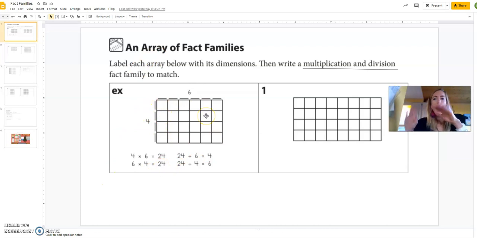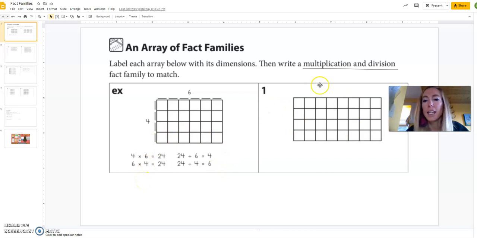You have a hip array with the dimensions of 4 and 6, 4 by 6. And it produces this fact family. We have 4 times 6 equals 24, 6 times 4 equals 24, and then we have the division sentences that we're able to get because we know the multiplication problems.